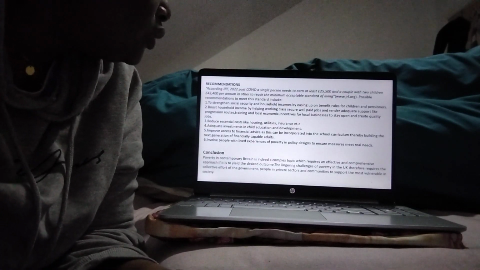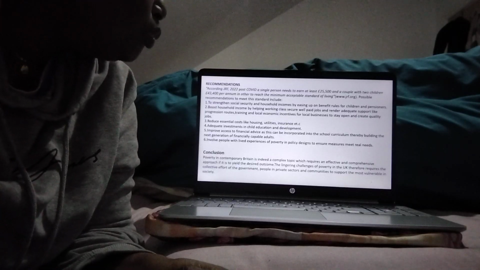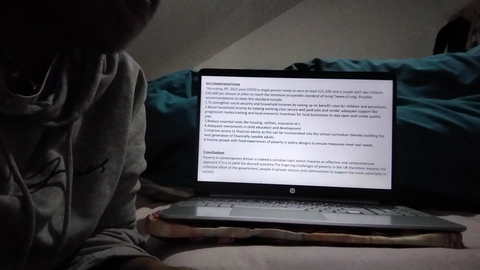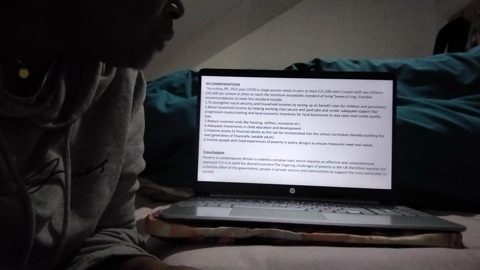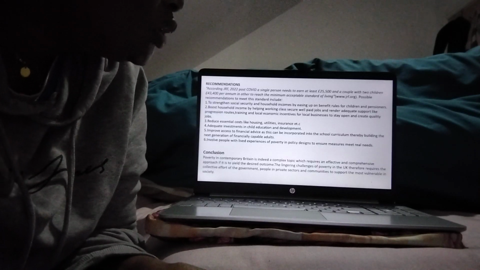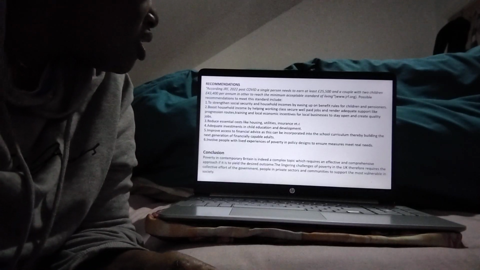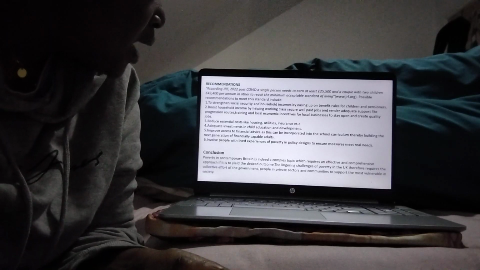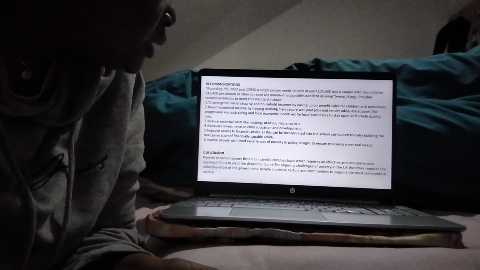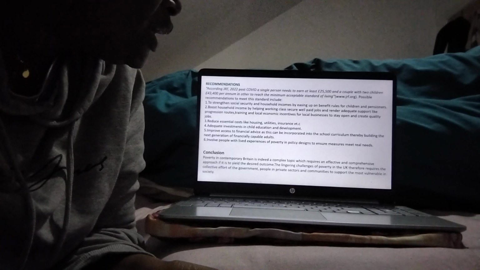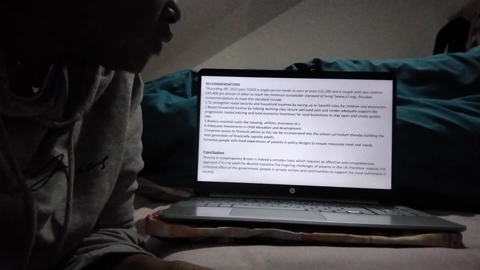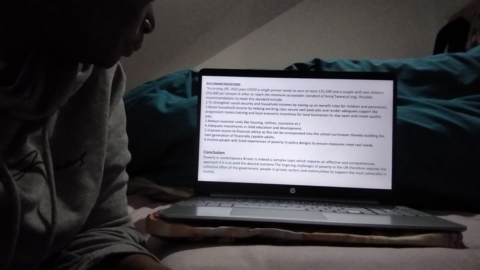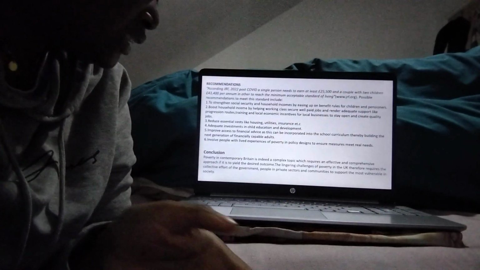According to GFR, in 2022, post-COVID, a single person needs to earn at least £25,500, and a couple with 2 children need to earn £43,400 per annum in order to reach the minimum acceptable standard of living. So what are the possible recommendations to meet these standards?